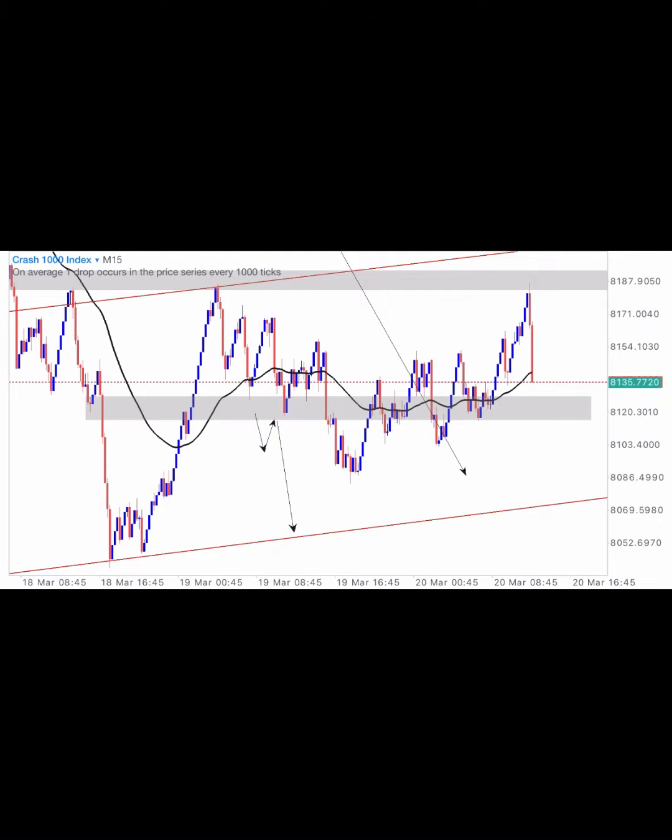I hate missing this kind of spikes. Oh shit. Alright guys, don't mind me.